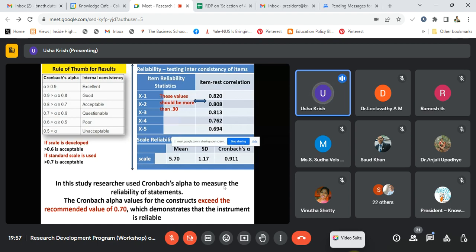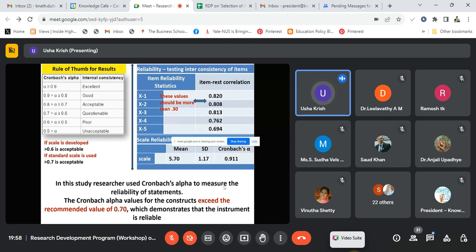One more point to be noted is if you use a standard scale, that is an already developed scale, the alpha value should be more than 0.70. If you develop the scale yourself, even if the alpha value is 0.60, it is acceptable.